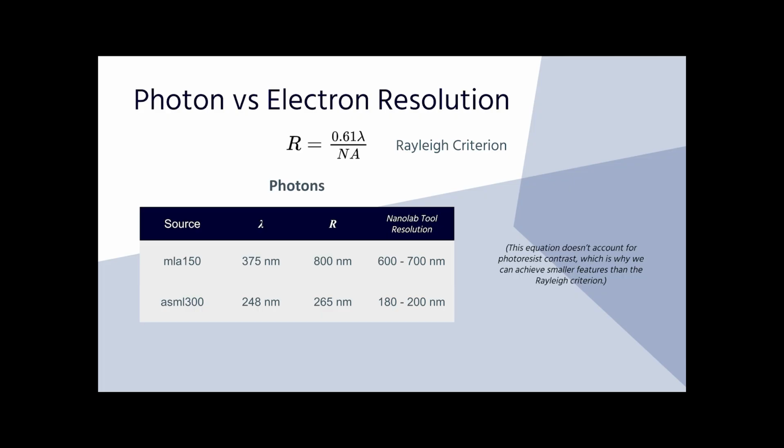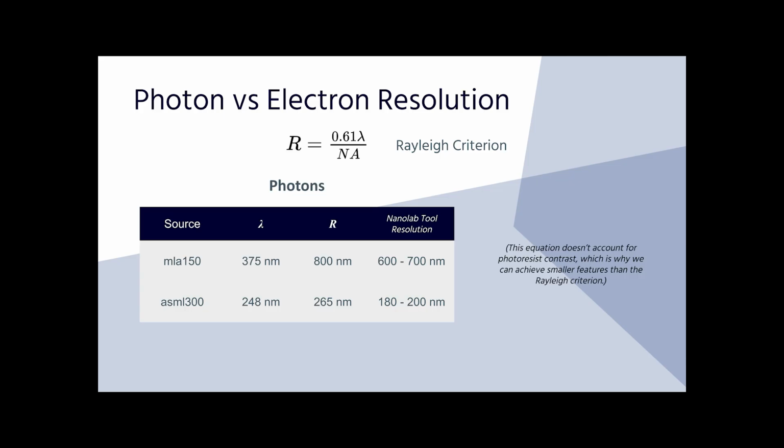Earlier, I mentioned that the resolution of a photon and an electron are quite different, so let's take a moment to discuss this further. For photons, you can approximate the resolution by using the Rayleigh criterion. R equals 0.61 times the wavelength lambda, divided by the numerical aperture NA of the tool. This criterion was designed for microscopes, and it is truthfully a vast oversimplification for lithography systems, but it is the starting point to understand resolution.